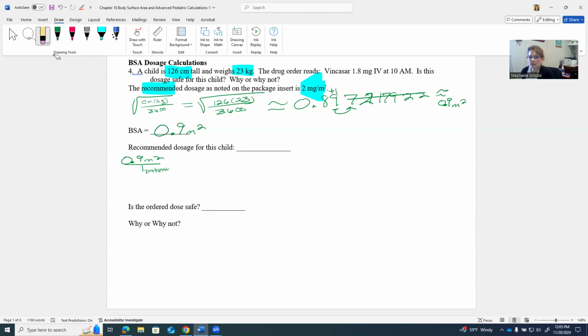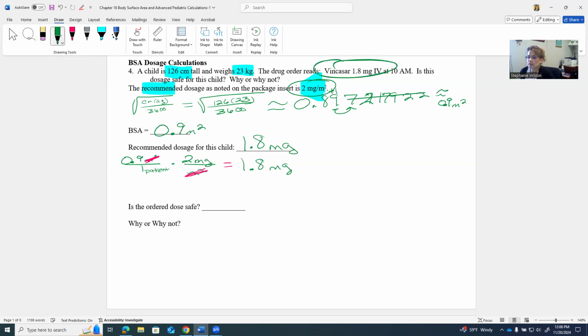My notation, my writing, I got a little sloppy with my writing today. I apologize, guys. All right, and then I'm going to multiply that by the recommendation, and we notice that we got 2 milligrams per meter squared, so it's going to be 2 milligrams over meter squared. And if we set it up right, the patient's meter squared reduces with the recommendation meter squared. We did it right. So now let's finish this out. I'm going to clear my calculator, press 0.9 times 2, hit equal, and it says 1.8 milligrams is what's recommended for this patient.